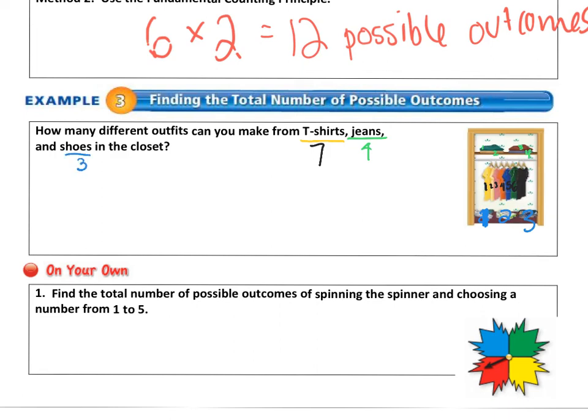Okay, so all you need to do with the fundamental counting principle, all it says is that you have to multiply 7 times 4 times 3. So there's 2 ways you can do this. You can put 7 times 4 times 3 in your calculator and get out an answer, or you can break it down into parts, do 7 times 4, and then multiply that answer by 3. Either way, you will get 84 different outfits.